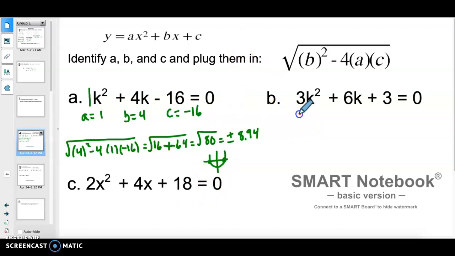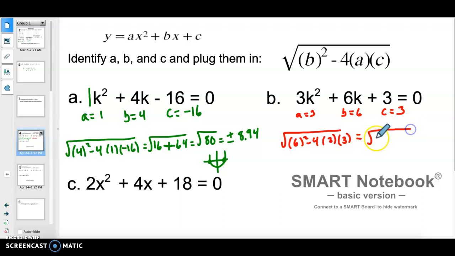Let's try another one. So in this one, A is 3, B is 6, and C is 3. When I plug in those values, I get b squared, so 6 squared minus 4 times a, which is 3, times c, which is 3. So 6 squared is 36, minus 4 times 3 times 3 is going to be 12 times 3, which is 36. So 36 minus 36 is square root of 0. And square root of 0 is just 0. And it's not plus or minus because you can't have a negative 0.